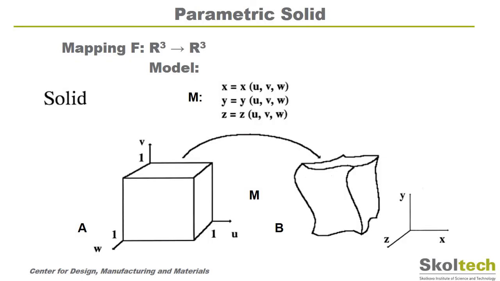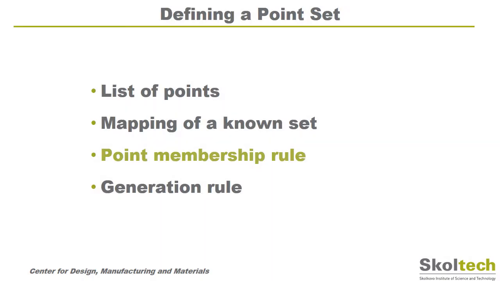A solid is a three-dimensional shape in space of any dimension. It means any solid has one-to-one mapping to a unit cube. Parametric solid can be defined by mapping of a unit cube onto the solid. As we can see, the mapping procedure is quite similar for 1, 2, and 3-dimensional spaces, with only difference in additional dimension. Now we switch to the next approach to defining a point set.